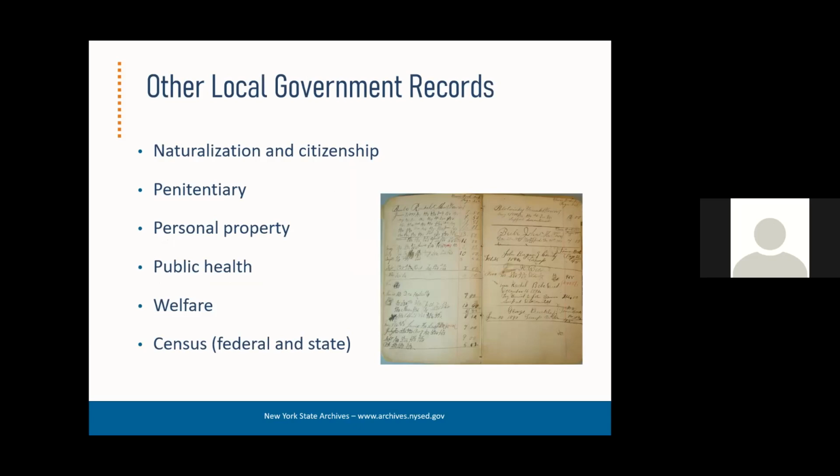Not always, but sometimes. Any penitentiary, jail records you may have, those personal property records. I already talked about public health, your welfare records, particularly those before 1930 or so, your census records on the federal and state level. Again, you're capturing information for individuals that would have fallen through the cracks any other way.